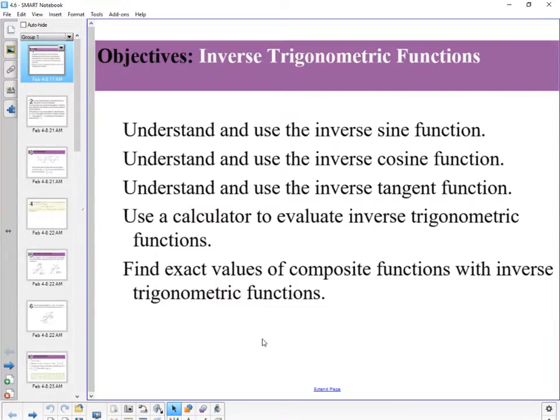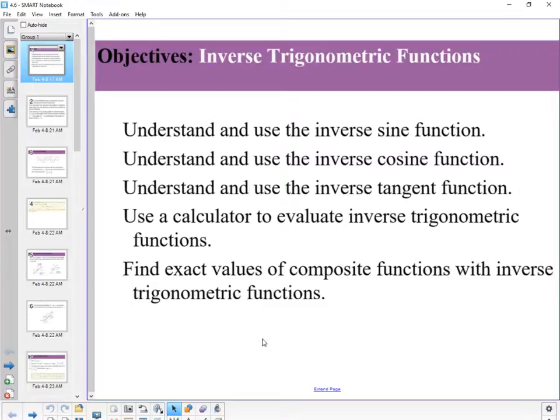Okay. So today we're doing the inverse trig functions. There are 3 of them, which is cosecant, secant, and cotangent. So we're going to do those 3, which is the inverse of sine, cosine, tangent, of course.